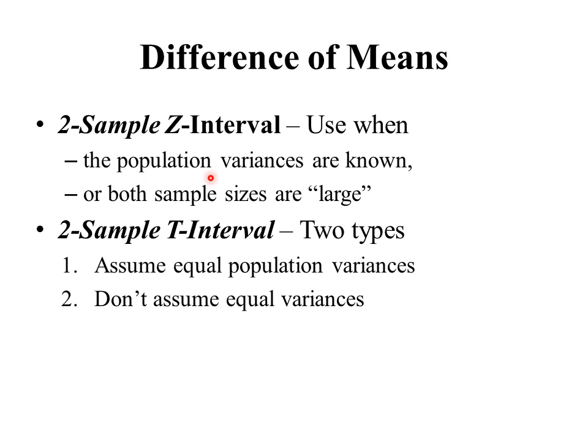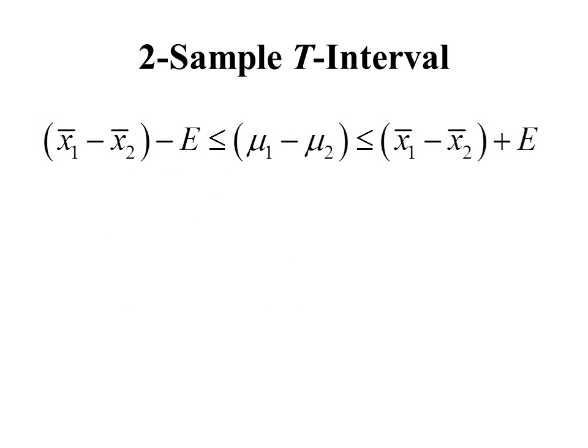Now it's rarely the case that we know the population variances, so we're going to focus more on using the two-sample t-interval. There are two types of t-intervals. One in which we assume equal population variances, and the second type where we don't assume equal variances. Both of these types of t-intervals have the same basic form.